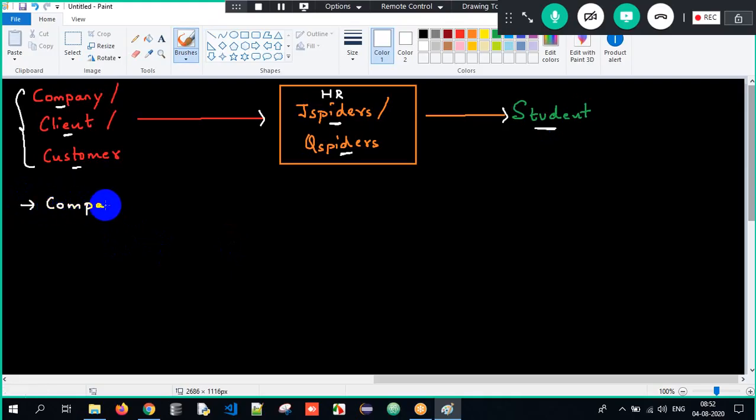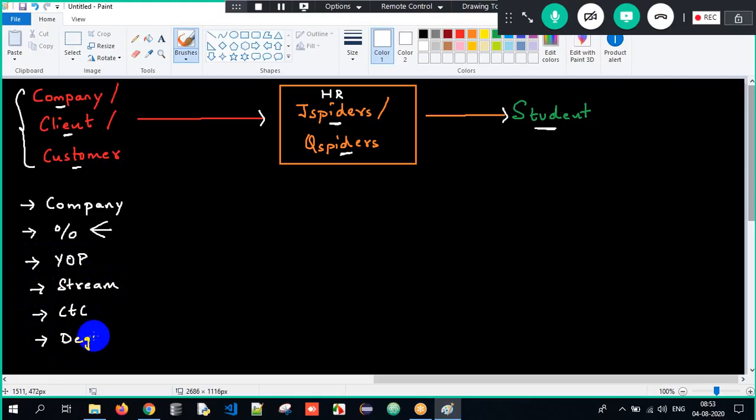He will inform the students about the company name, the percentage you should possess in 10th and PUC, your year of pass out, the stream you belong to, the CTC they'll offer, the degree you need to possess, and whether it is pan India or not.